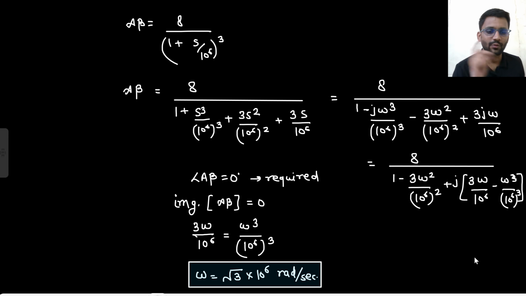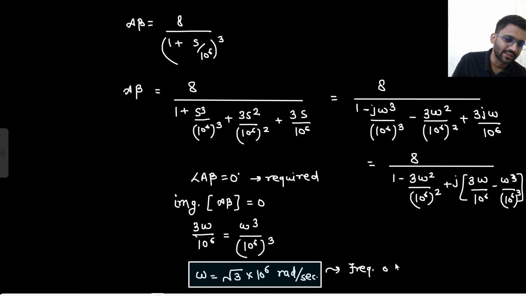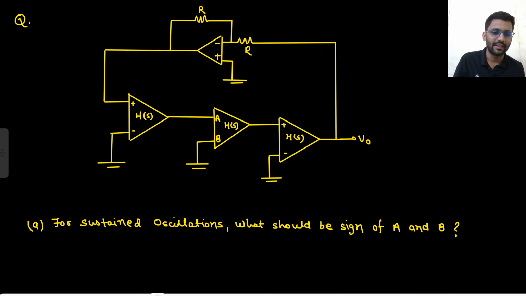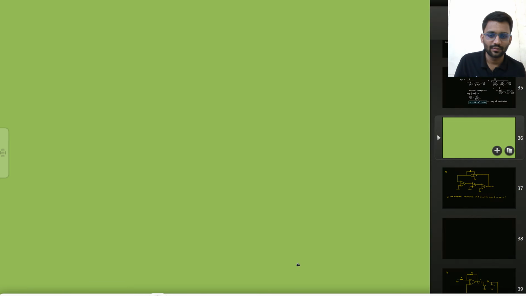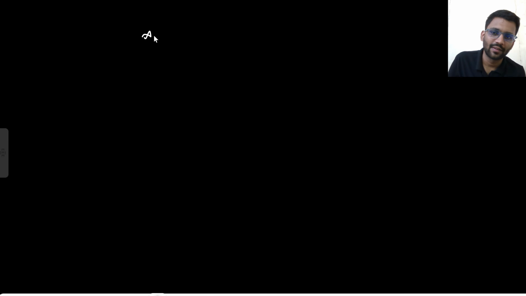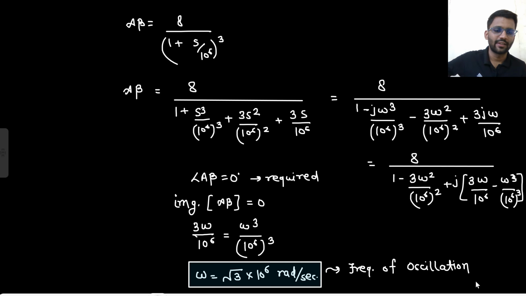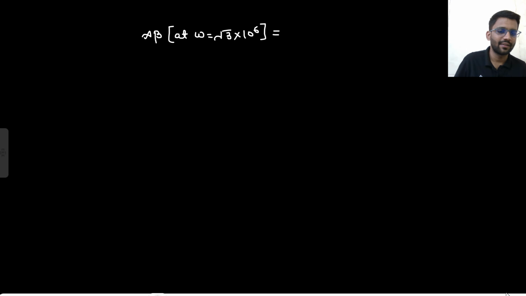Right? So now you will notice a very interesting thing. This is the frequency of oscillations. This is the answer, frequency of oscillations. But this should not be our final answer, right? We need to check what is the A beta value we are getting. So this is what we need to check now. What is the value of A beta at omega equal to root 3 into 10 to the power 6? The imaginary part will be 0, so I will not write it.